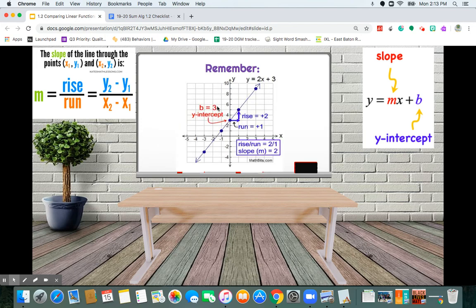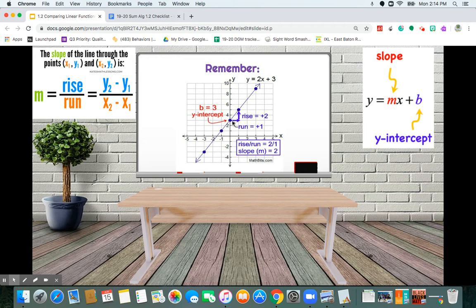Also remember, you can find the same information if you're given just the graph of the line. If you're given the graph of the line, you're going to locate the point where the line crosses the y-axis, and that is your y-intercept. In this case, our y-intercept is 3. So our b is equal to 3.